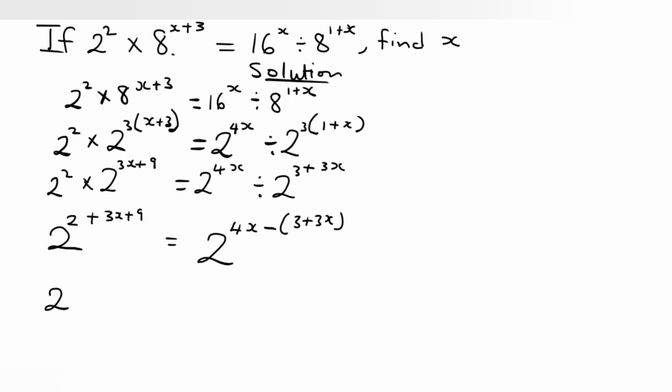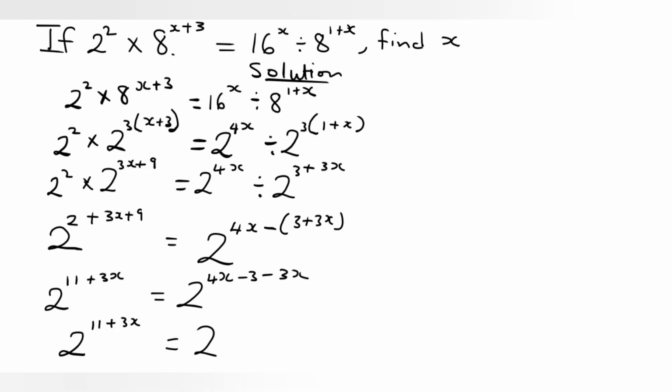Alright, so here we'll have 2 raised to power, we have here 2 plus 9. 2 plus 9 will give us 11. So 11, then plus 3x equal to 2 raised to power. Here we have 4x. Then opening the bracket with this minus, we have minus 3. Minus times plus is minus, then 3x. So I will write it as 2 raised to power 11 plus 3x equal to 2 raised to power 4x minus 3x will give us x, 1x, minus 3. So at this point now, I'm going to cancel out this base. Then I will continue working with the powers.